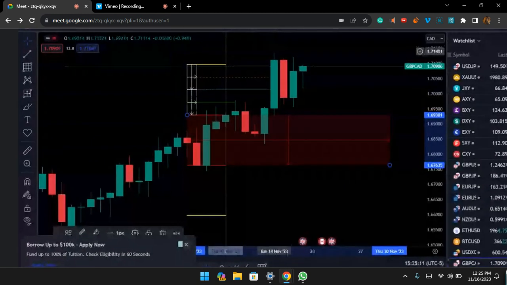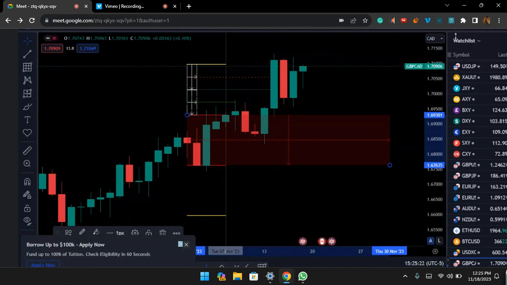Here it is. Okay, so tell me, what do you see? What's off here? Which one is the leader? Let me ask you this question. Which one is the leader? GBP USD. Why?